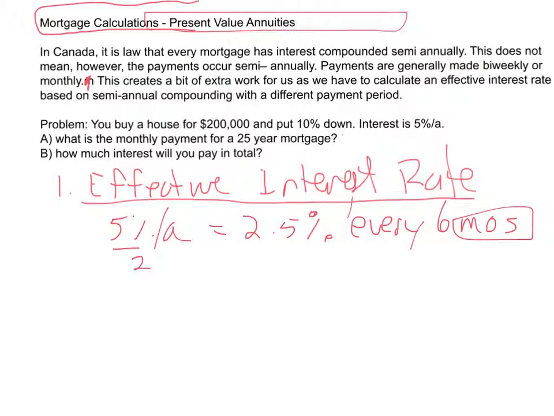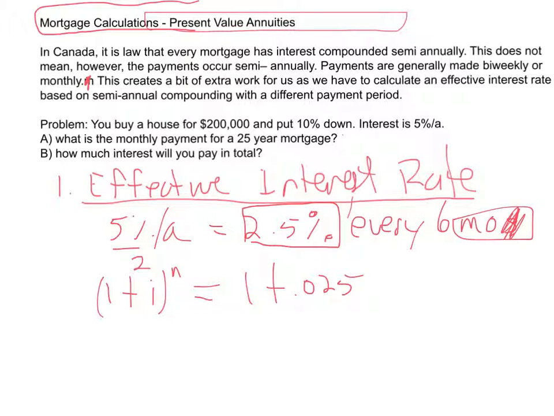MO is going to stand for months. But that's a problem because, in fact, our payments are every month. So what we have to do is, how much is that 2.5% every 6 months for a year? So we know it's 1 plus i to the n, which is 1 plus 0.025, or 1 plus 2.5 divided by 100, squared, because it's compounded twice in a year.